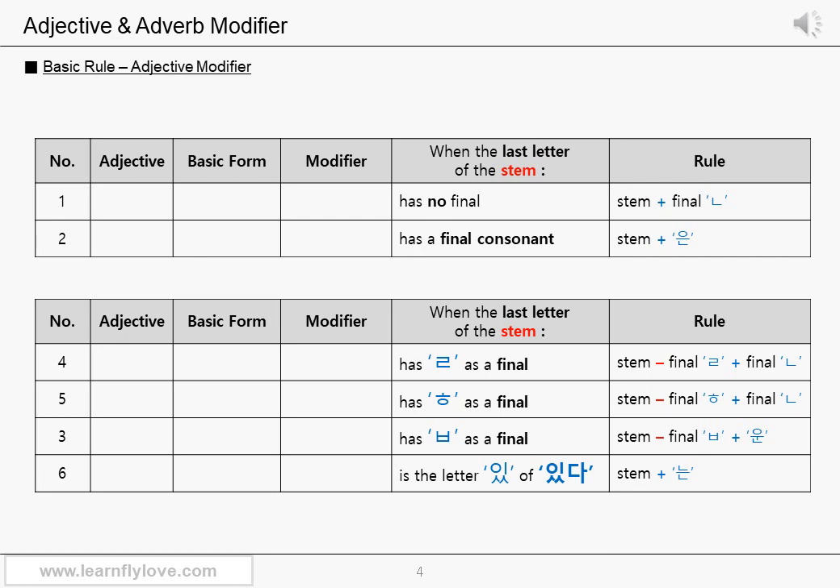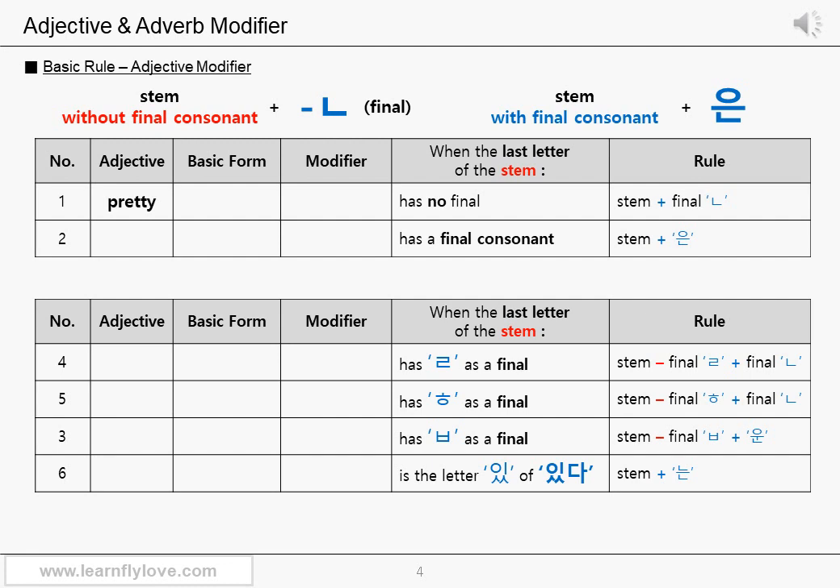When you want to turn the basic form of an adjective into a modifier, you need to find the last letter of the stem and see if it has a final consonant or not. If there is no final consonant, you add final n consonant, which sounds like English alphabet N, to the last letter of the stem. If there is a final consonant, you add n sound after the final letter of the stem. It's nothing, right? Let's see the examples.